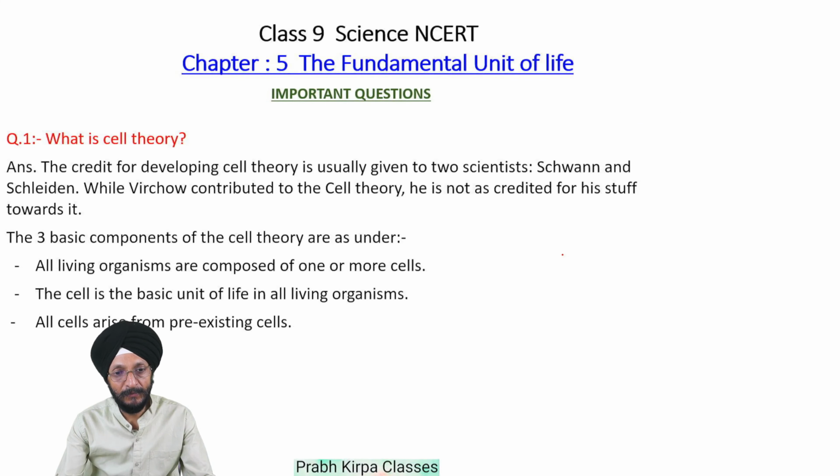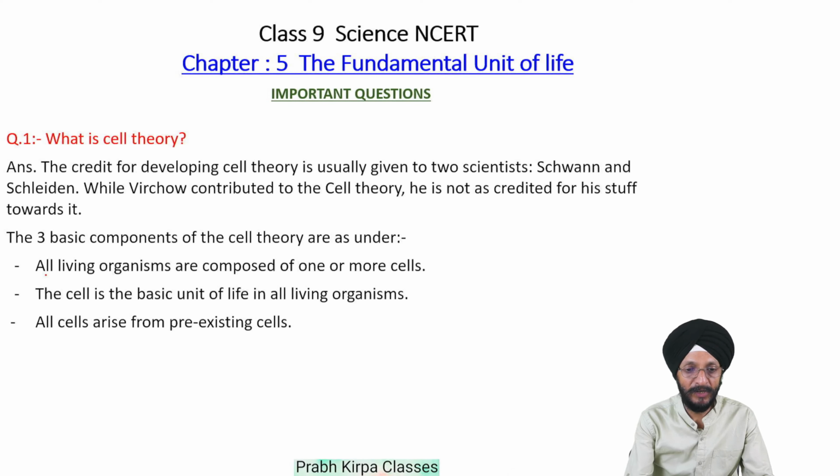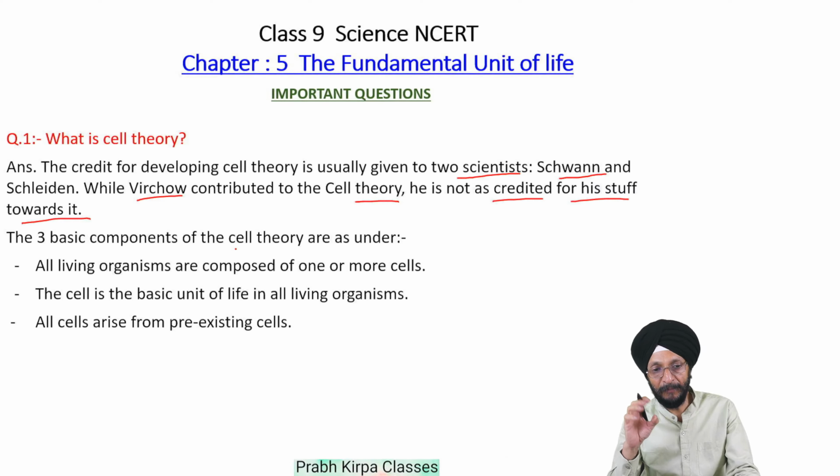Now we will go through some important questions pertaining to the lesson on the fundamental unit of life. First question: what is cell theory? Answer: the credit for developing cell theory is usually given to two scientists, Schwann and Schleiden. While Virchow contributed to the cell theory, he is not as credited for his work towards it. That is, only two scientists have been given the credit of cell theory.